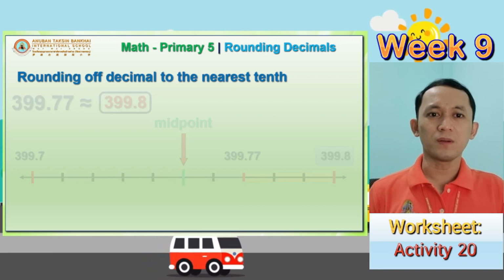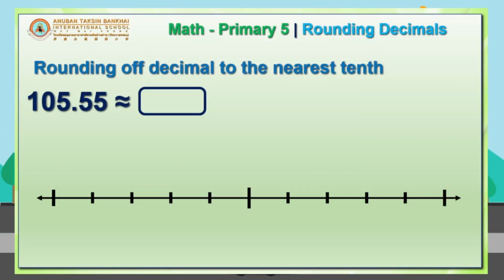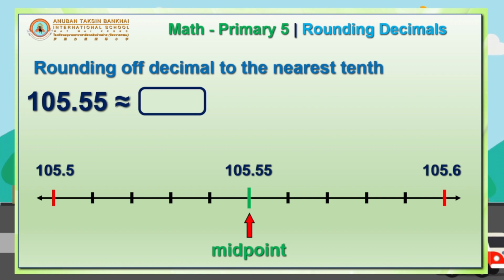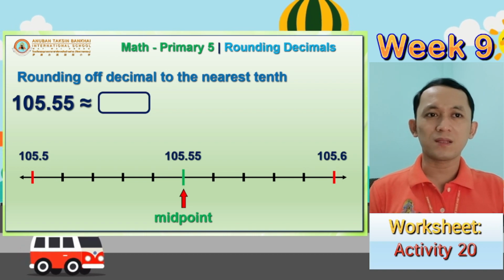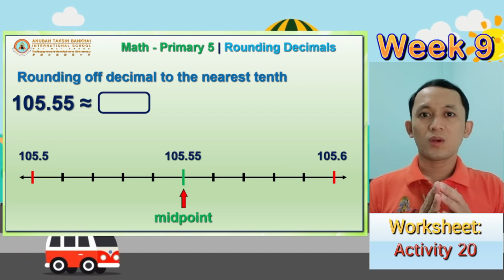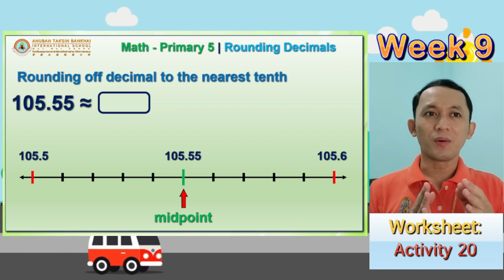Next, let's have another example. Here we have 105.55. Let's try to write the first number. We have 105.5, and the next one would be 105.6. If we're going to write down our number, it's on the midpoint. So 105.55 is written here. It's on the midpoint. So therefore, if our number is on the midpoint, do we round up or round down? We are going to round up.